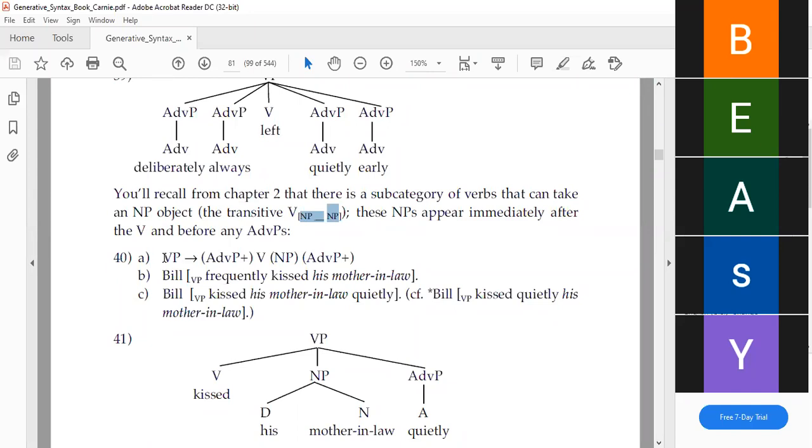So we change the rule now. It becomes: VP consists of optional ADP plus, then obligatory V, then an optional NP, then optional ADP plus. This NP must be after the verb and before the adverb. If we have V NP, then any adverb comes after the NP. In other words, never separate the verb from its NP with an adverb.